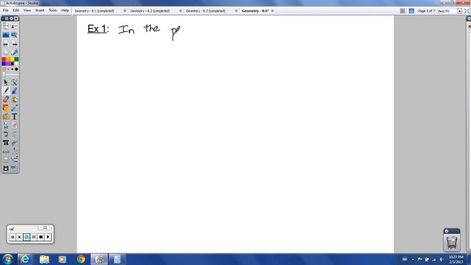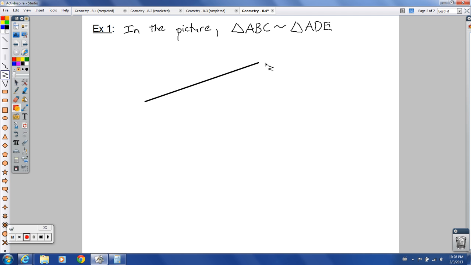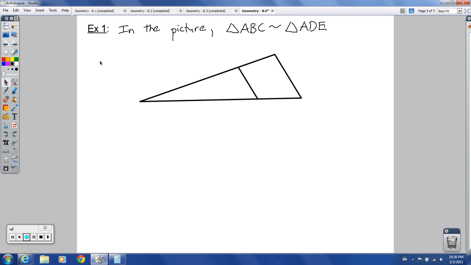Let's say in the picture that we're about to draw, triangle ABC is not going to be congruent to, but is going to be similar to triangle ADE. So let's draw our triangle. It's going to look something like this, a long, skinny one. Then I want you to draw a segment over here that is parallel to this part right here, so parallel to that.